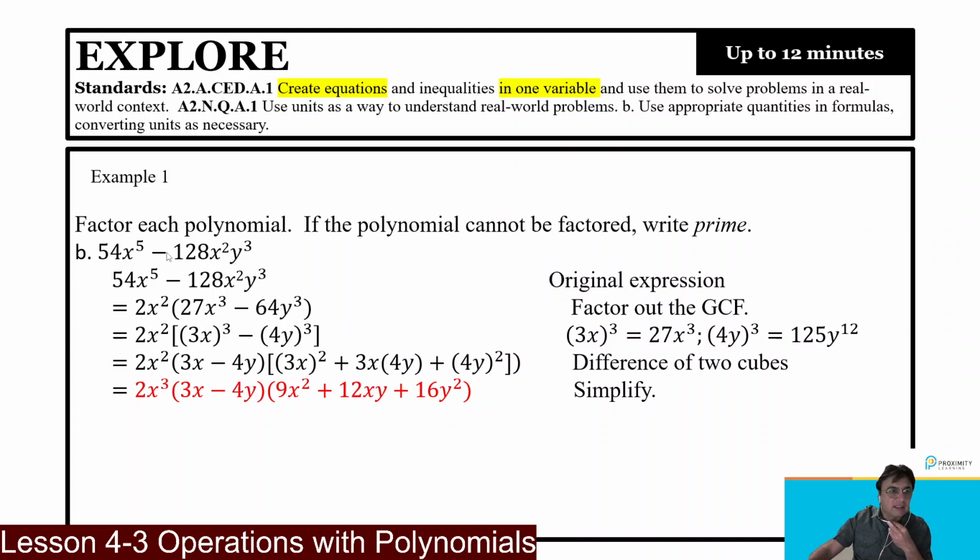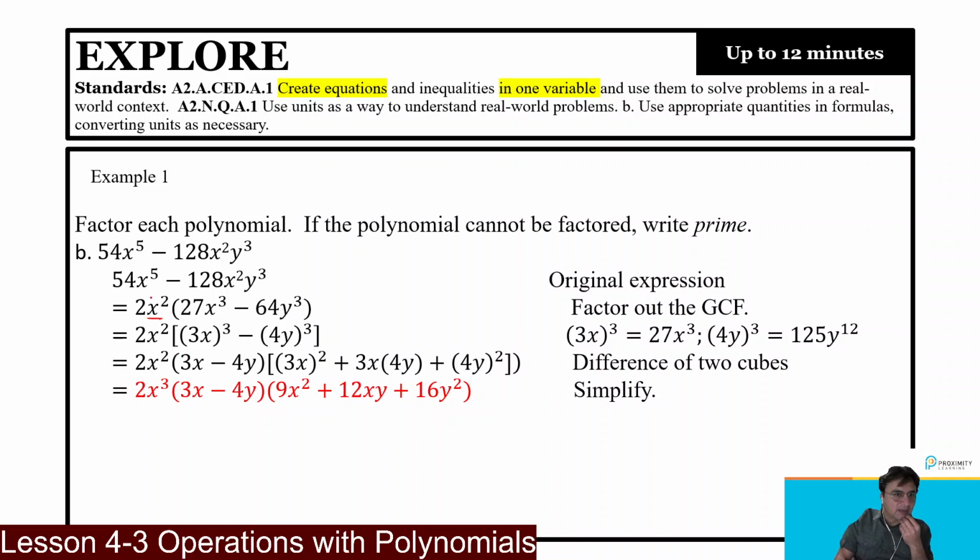Do we have anything in common? Yes, we have x in common, so we can take x's out. But how many x's can we take out? Well, the most we can take out is 2, because in 128x squared we have the power of 2 here, so we can take out the x squared. And that's what we did. We took out an x squared. Now, what about the y? Can we take out any y's? We can't factor out any y's because there are no y's here. So x squared is the only thing that we can take out.